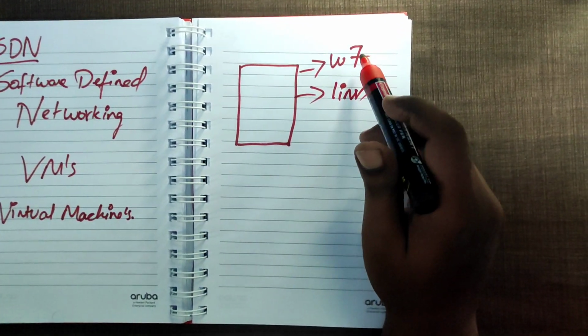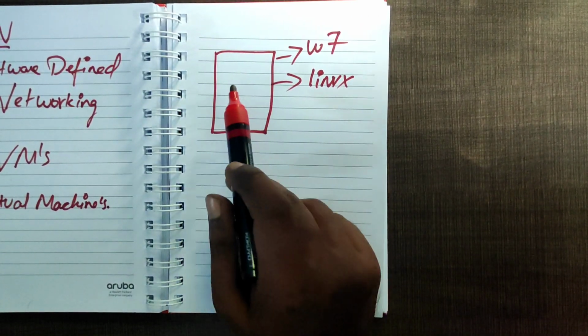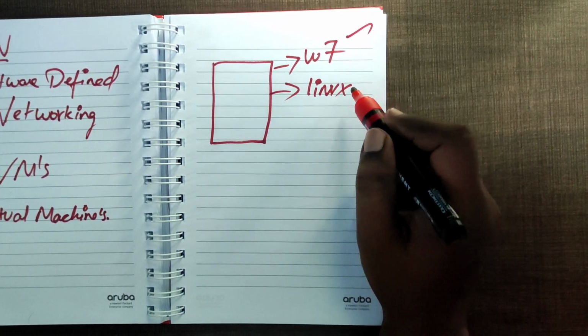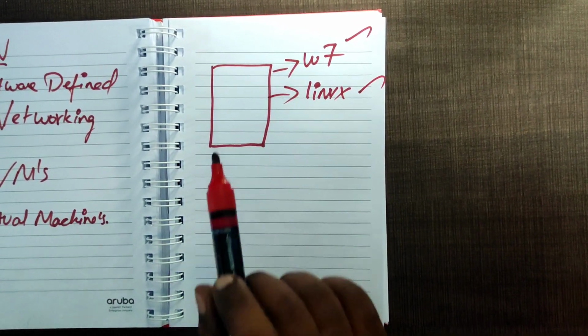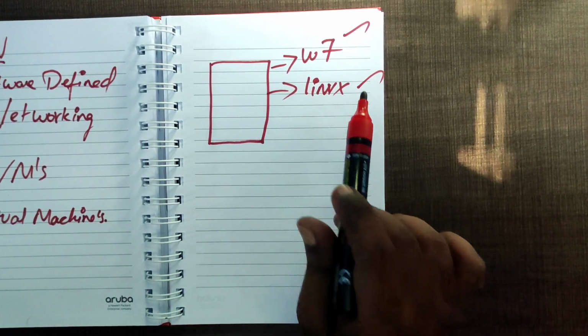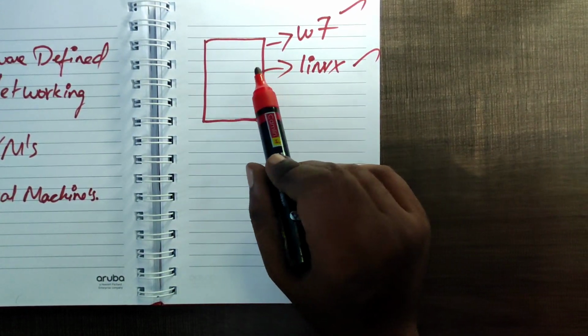Now, if you want to switch between the Windows 7 and Linux machines, we need to reboot the PC, and during the boot menu, you will choose either Windows 7 or Linux. This is the normal basic scenario which every one of us might have come across in the past. For a home user, this is fine.